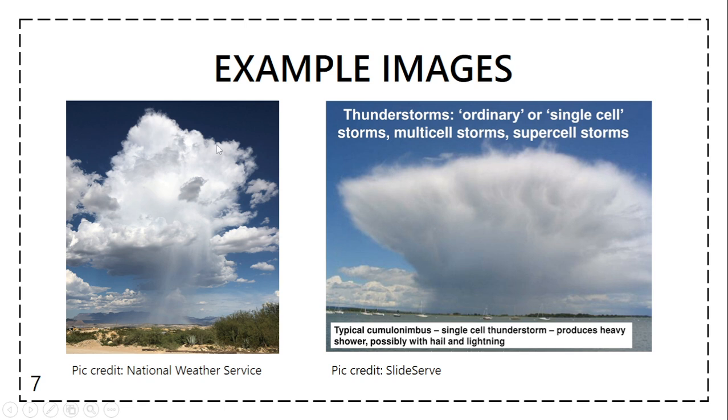But again, this single cell you see is quite iced up here. This is what you would call a fully formed single cell, or if you want to keep it simple, call it a cumulonimbus cloud. Thunderstorm, ordinary or single cell, multi-cell storm, single cell storm. This is a single cell storm. Typical cumulonimbus, single cell thunderstorm, produces very heavy showers, possibly hail and lightning. Again, this one has a very icy top, very fuzzy, not much texture. Again, you see that rain coming down in there, not a tornado, just rain coming down. So high precipitation along with these, but not as much as what we're about to see later on in the video.